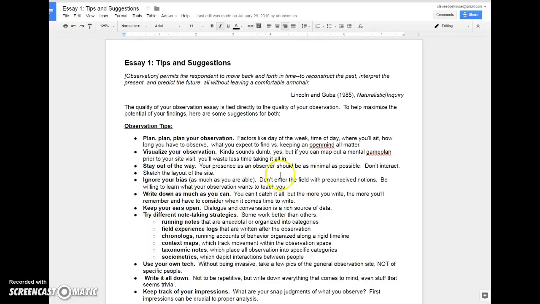So plan your observation, visualize it. This is a good one. What do you think is going to happen? What do you expect to happen? That's always something that you can jot down ahead of time and then compare with what actually happened.